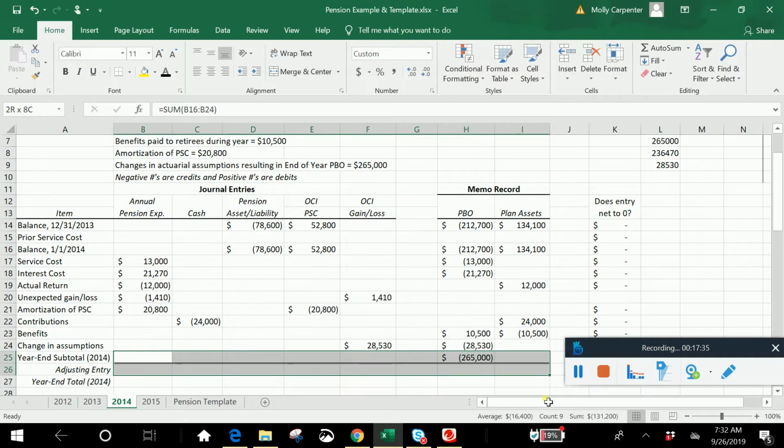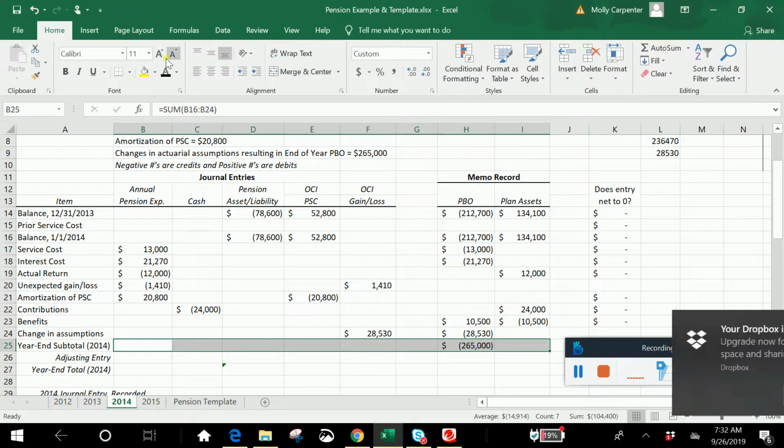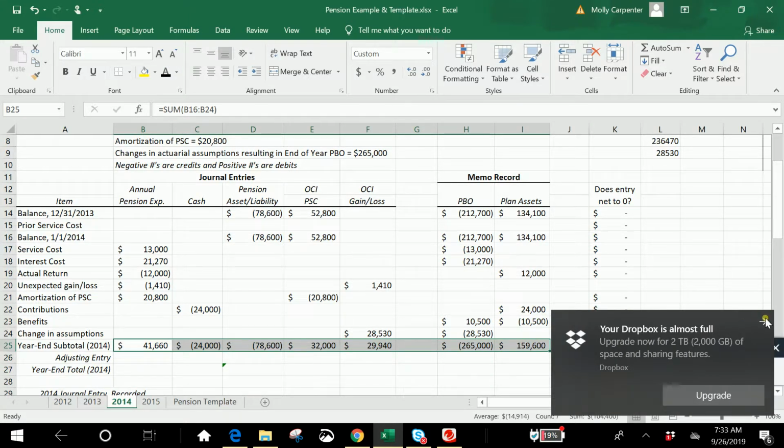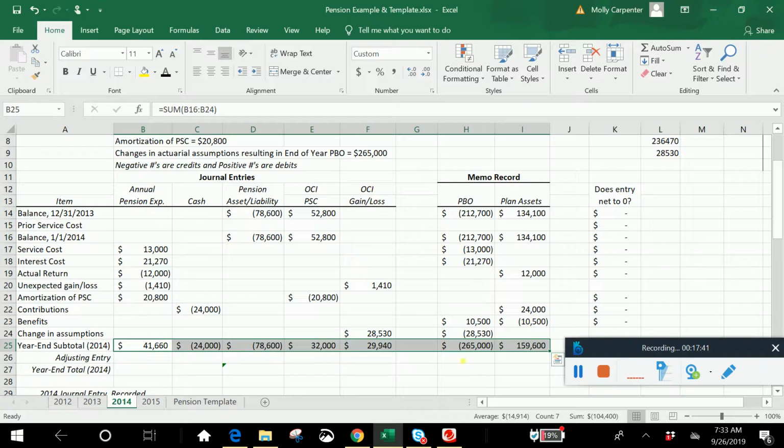So now we're ready for our subtotals. The first thing again we're going to do is compare our PBO to our plan assets. So $105,400 is our net liability. We already have a balance of $78,600. So again, we want our year-end total to be $105,400. In order to get to that amount, we need an adjusting entry of $26,800.